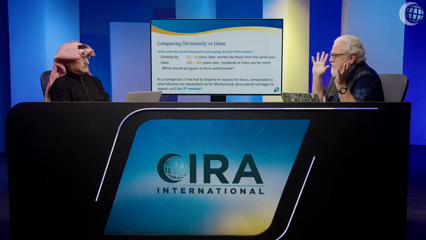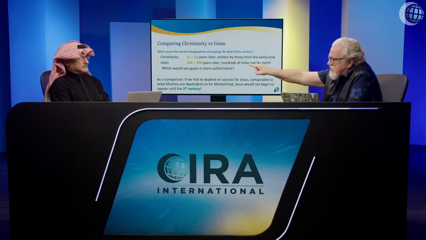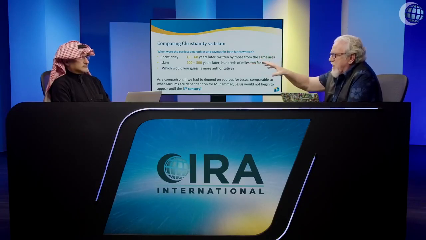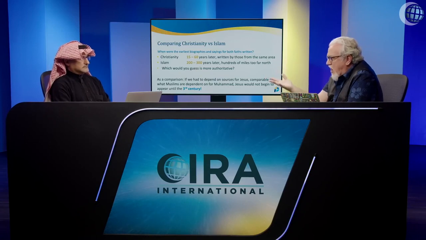When I was growing up, no one ever said this about Islam to me. No one ever showed me these kinds of dates. Everything we know about Muhammad, everything we know about the origins of Islam, everything we know about Islam itself or the Muslims or the Quran or even the city of Mecca comes from 200 to 300 years later. Why was I not told that? Why were you not told that when you were growing up?